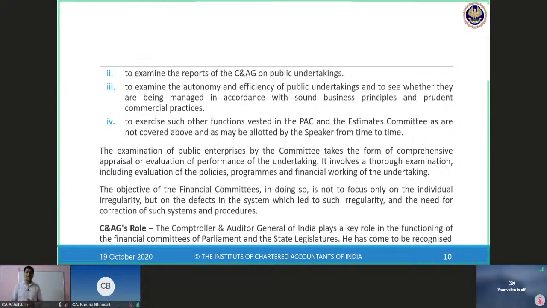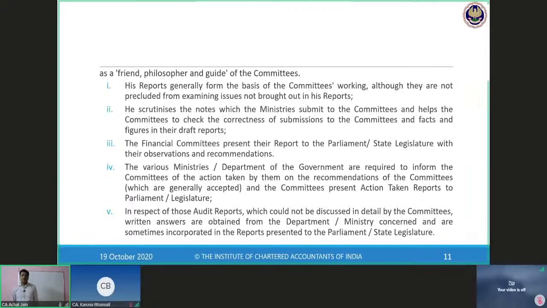Now moving on to the role of CAG, which is the most important part. So I would say this is the most important part. CAG plays a key role in functioning of financial committees, etc. So let's see, what does he do? His reports generally form the basis of committees' working, although they are not precluded from examining issues not brought out in his reports. He scrutinizes the notes which the ministries submit to the committees and helps the committees to check the correctness of submission to the committees and the facts and figures in their draft reports.